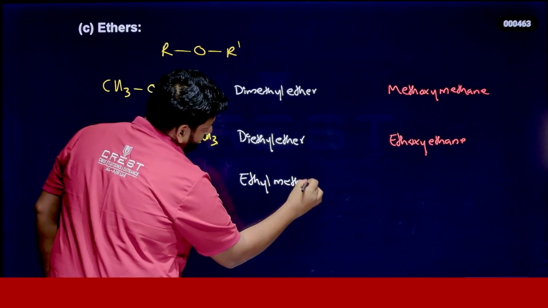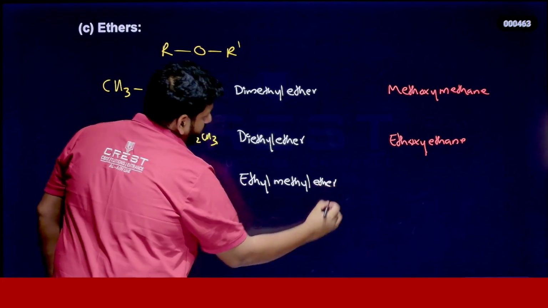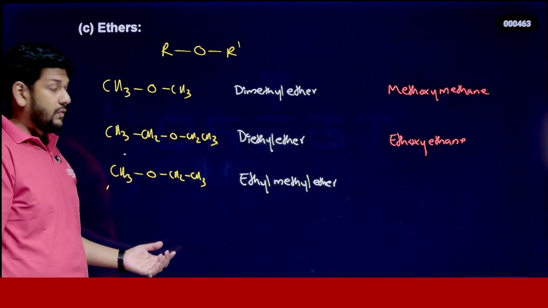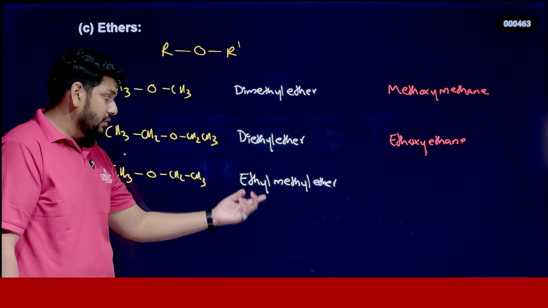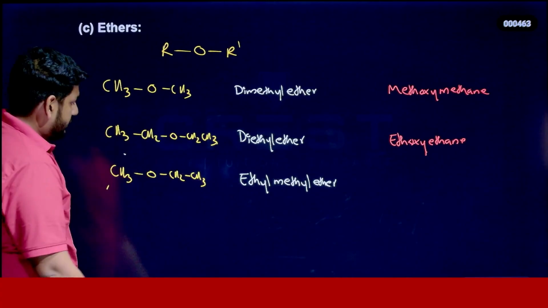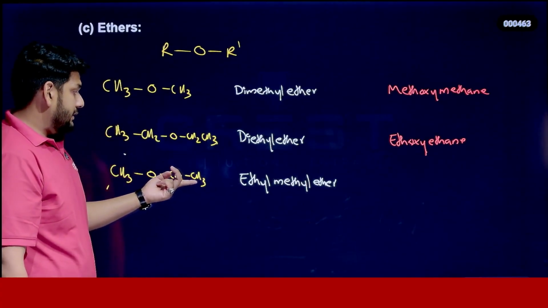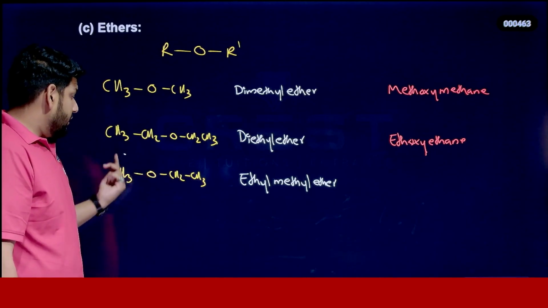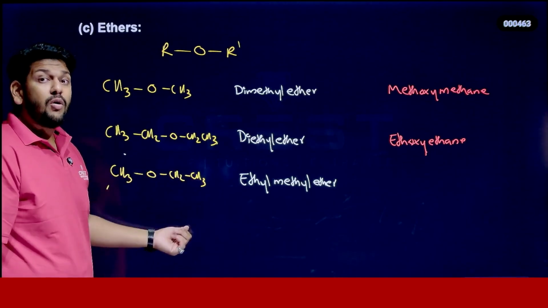The common name is ethyl methyl ether. This name is only based on alphabetic order, the first one being E. So based on alphabetic order we are giving ethyl methyl ether. And what about its IUPAC name? Here we have ethyl, here we have methyl. So with one we can add oxy: methoxyethane or ethoxymethane.